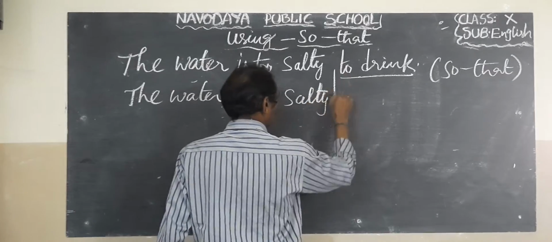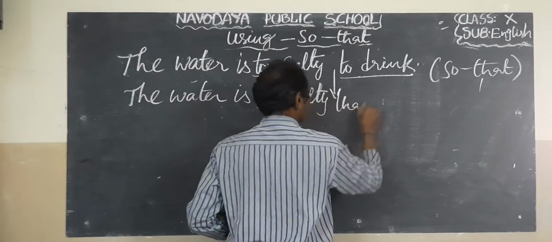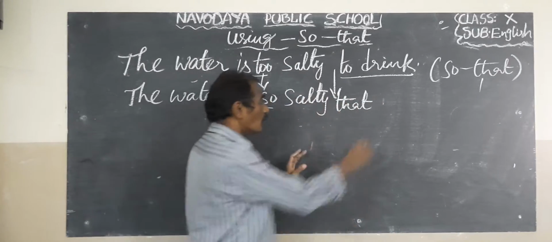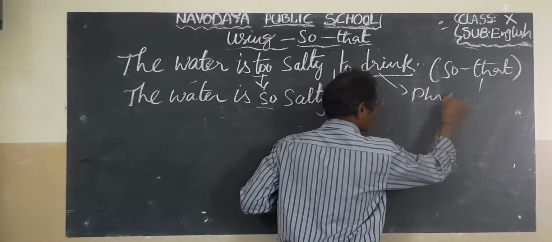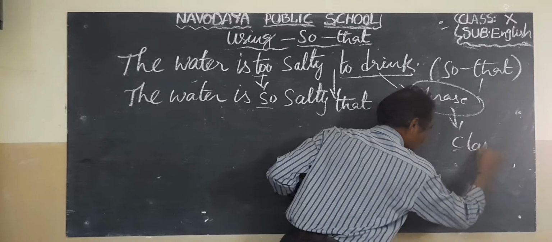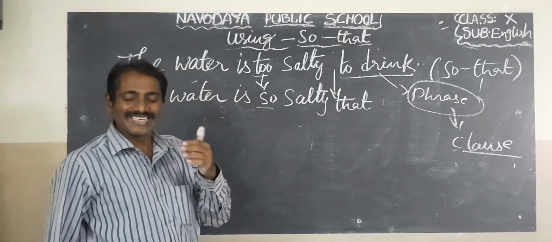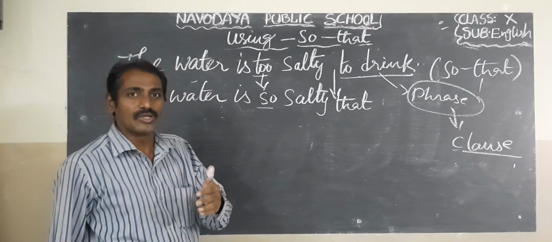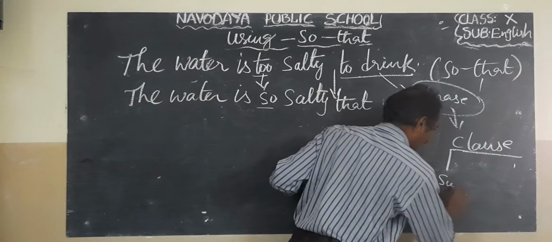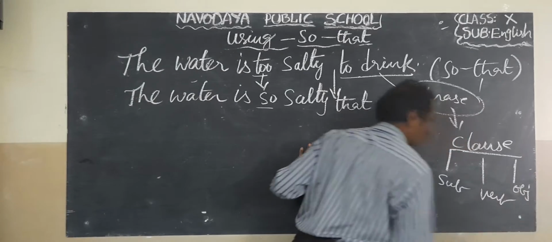Here is a conjunction. We should write what conjunction here: that. So the water is so salty that to drink, it is a phrase. It should be made into a clause. What things are required, especially for a clause? So how do we make a clause? A clause requires a subject and a verb, and the remaining part of the sentence is the object.